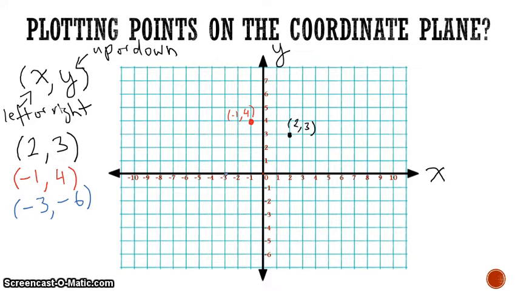Now I need to go -6. -6 is my second number, which means that's up or down. Since it's negative, I'm going to go down. So I'm going to go all the way down here to where -6 is, and I'm going to plot this point right there. And that's my -3, -6. Last one on this slide.